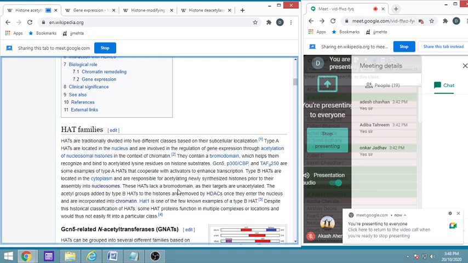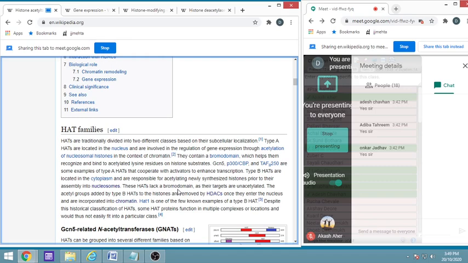There are a variety of HAT families. Basically there are two different classes based on their subcellular localization. Type A is a family which is located in the nucleus, and they are involved in the regulation of gene expression through acetylation of the nucleosomal histones in the context of the chromatin, and they contain a bromodomain. As I told you, the bromodomain is the portion that is important for the expression.